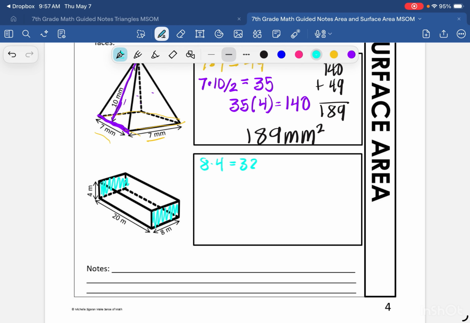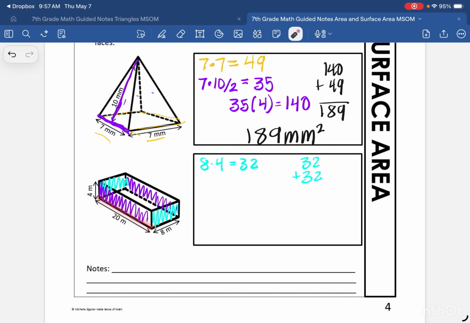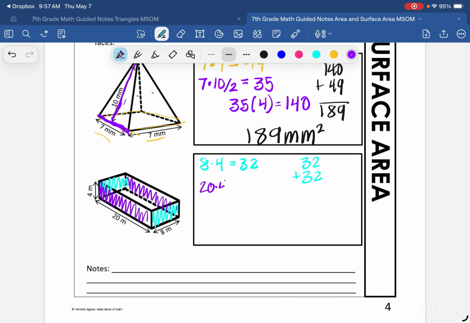And I have 2 of those, so it's going to be 32 plus 32. All right, so now let's do these faces here on the side, which is going to be this face, and then the face here on the back. So that area is going to be 20 times 4. And then I also have 2 of those. So 20 times 4 is 80. But since there are 2 of those, it's going to be another 80 plus 80.